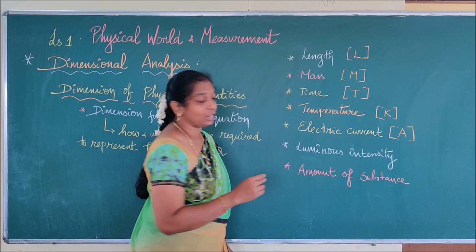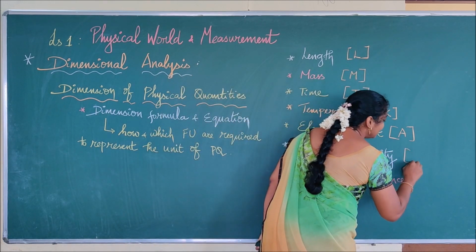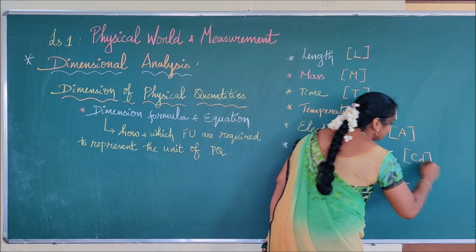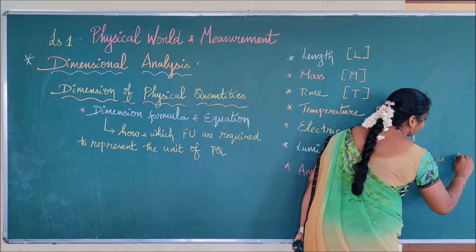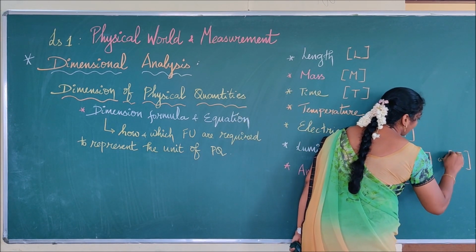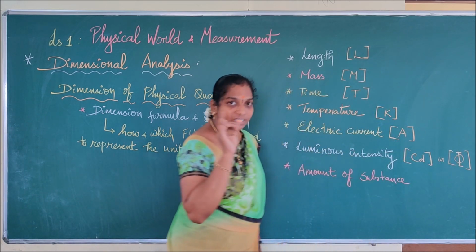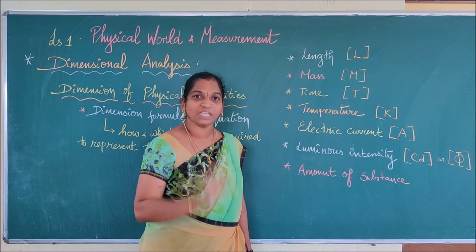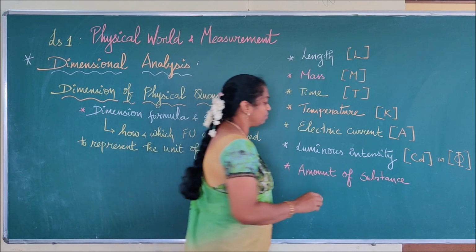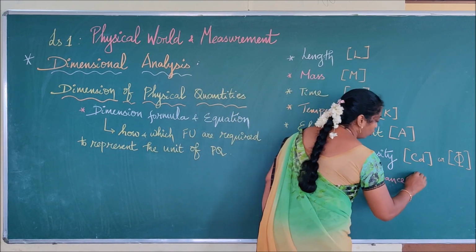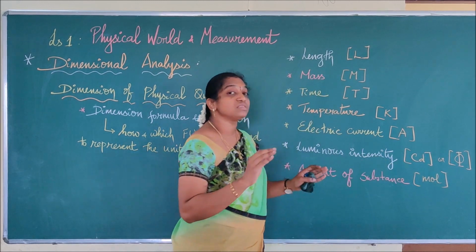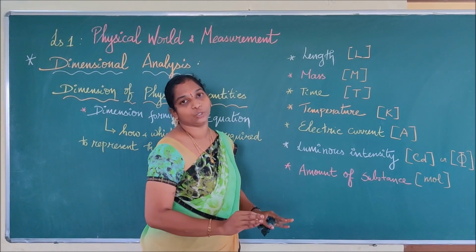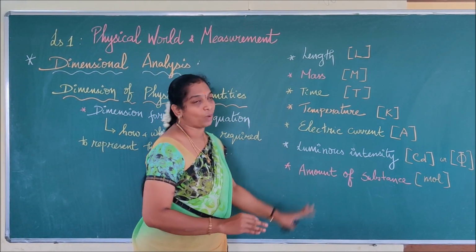Yes, it is candela, right? So we will write it as CD inside a square bracket. Or in some other notations it has been given as a capital sign in a square bracket. Everything, if it is a dimensional value, should be inside a square bracket. Then amount of substance is mole, it is inside a square bracket. These are the 7 fundamental units and their dimensional values.